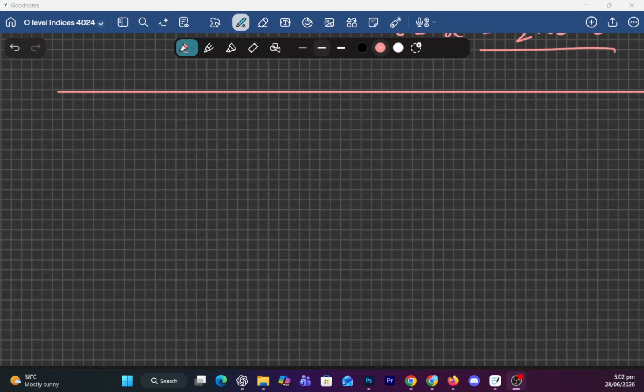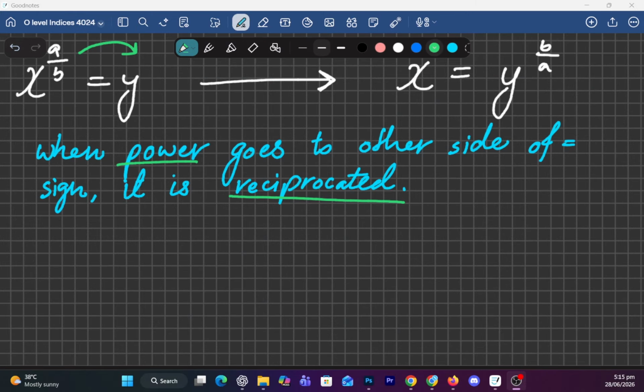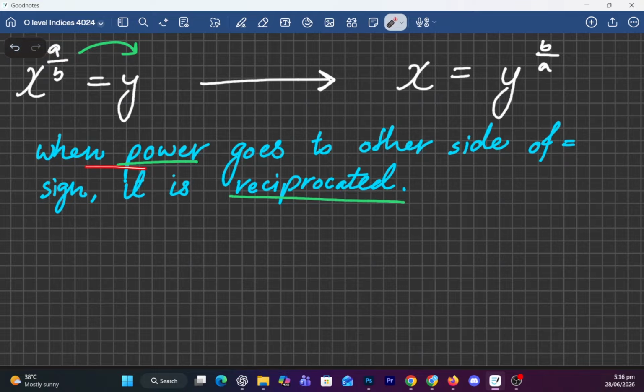Indices. So let's start. When the power is moved to the other side of the equation, we take its reciprocal. Like here we have x to the power a over b is equal to y. So when this power is taken to the other side, it will become reciprocal like this: x equals y to the power b over a. B will come to the numerator and A will go to the denominator. When power goes to the other side of the sign, it is reciprocated.